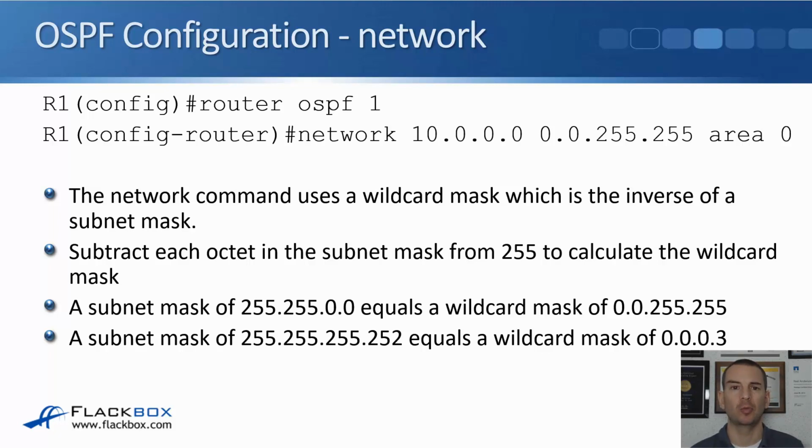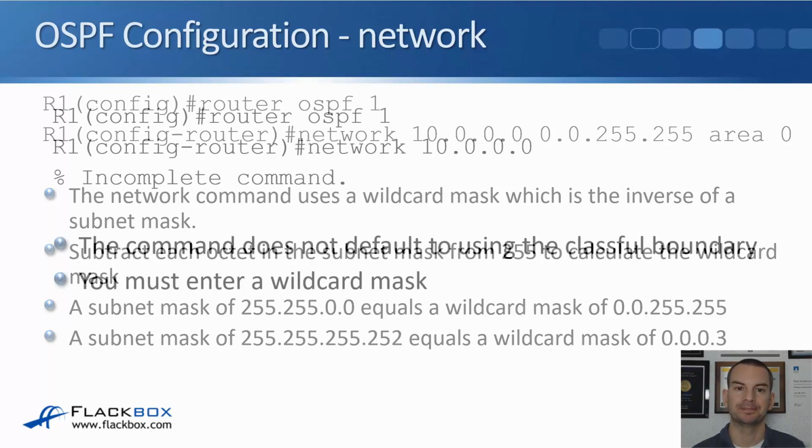The network command uses a wildcard mask rather than a subnet mask, which is the inverse of the subnet mask. So if your subnet mask was 255.255.0.0, your wildcard mask would be 0.0.255.255. If your subnet mask was 255.255.255.252, your wildcard mask would be 0.0.0.3. To figure out the wildcard mask, just subtract the octets in the subnet mask from 255.